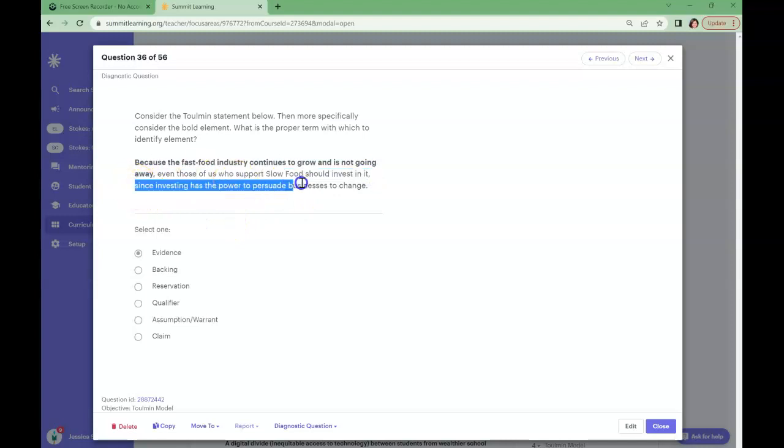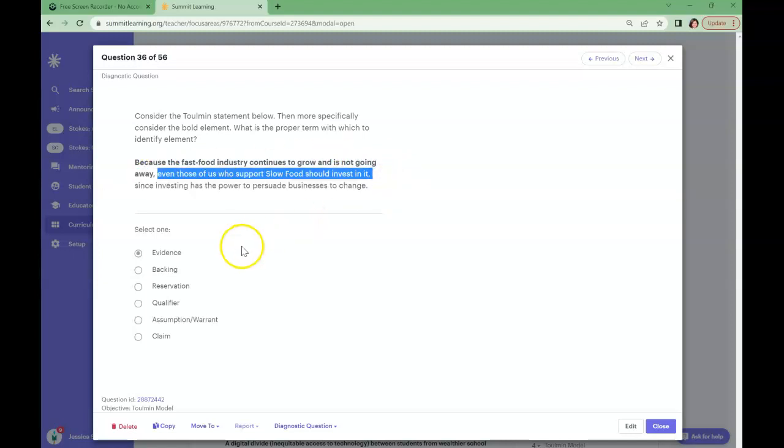Excellent. So now we have something following the claim that says, since investing has the power to persuade businesses to change. So this would be the assumption or warrant. And the way that we know it's the assumption or warrant is it sounds very much like a claim, but it's not actually what the speaker is going to argue about. Instead, it's something that they're assuming that they and their reader are going to agree upon, and that is just going to be taken as an assumption, as a given in their argument, so that their claim can then be better supported. And so the way to think about the assumption or warrant is kind of a secondary claim that we're assuming to be true, and the claim is what's actually going to be argued.